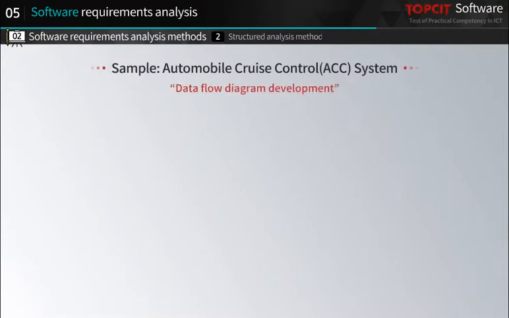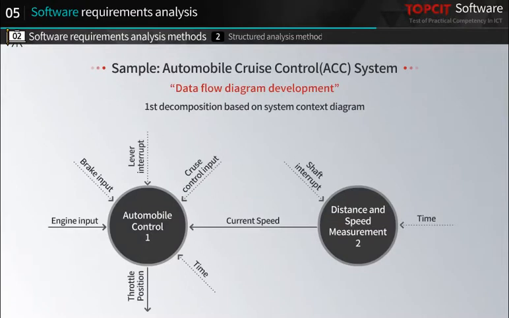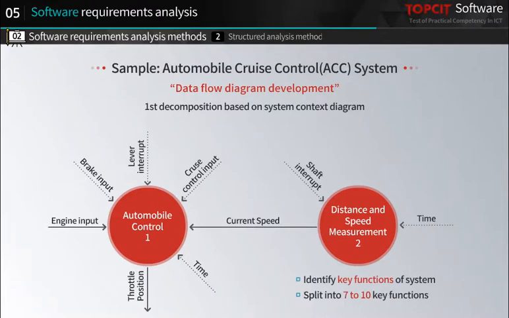Now, let's create a data flow diagram. The data flow diagram of the automobile cruise control system that was first decomposed based on the system context diagram is shown in the figure. As shown in the figure, the functions of the automobile cruise control are divided into distance and speed measurement, which calculates the speed and distance of the car, and automobile control, which controls the entire automobile cruise control. This first decomposition identifies the key function of the system and is usually split into 7 to 10 major functions. Please note that this example is not common because it has only 2 decomposed processes.